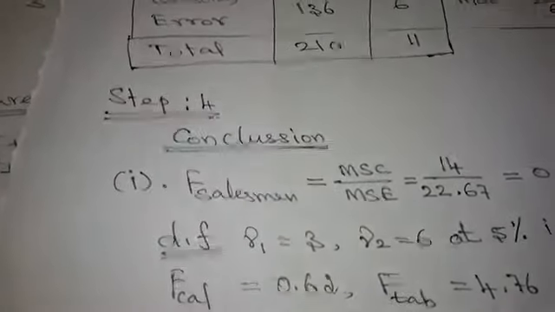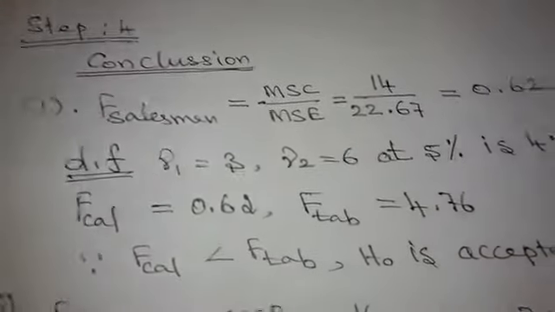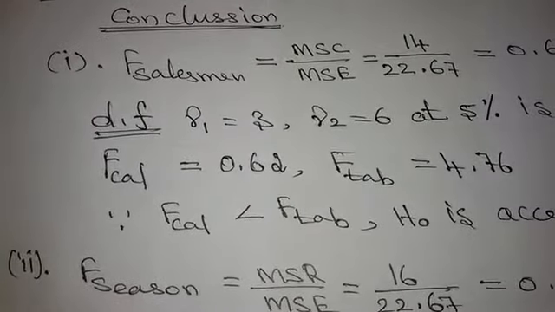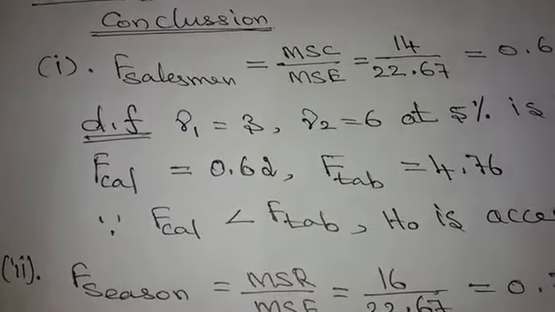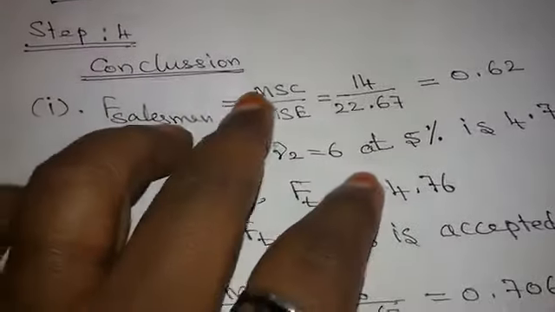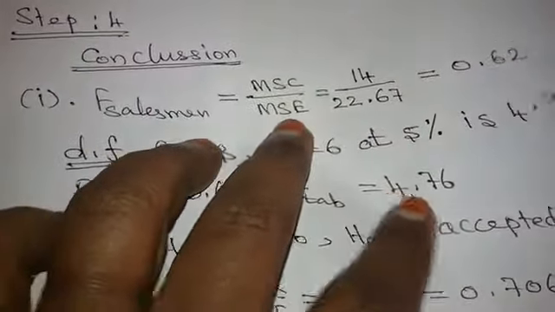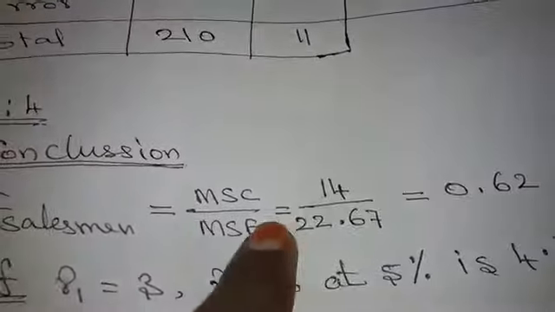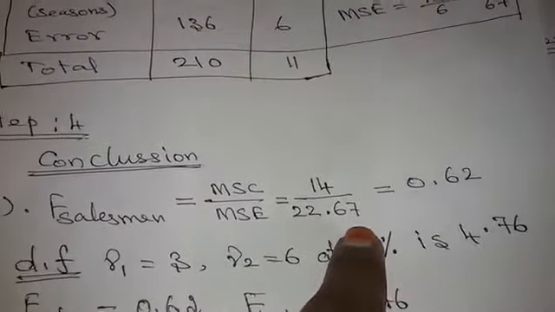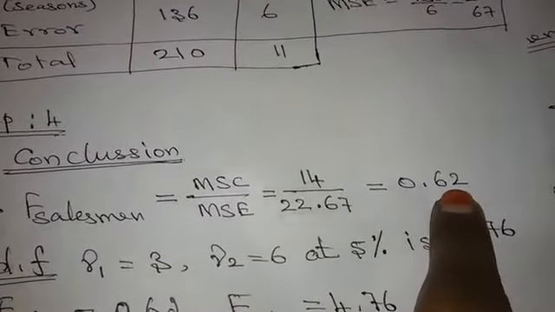Now step 4, you have to calculate the F ratio. Two values you have to calculate for F. One is for salesman, another one is for season. So F salesman equals MSC divided by MSE. MSC value is 14. 14 divided by the MSE value 22.67, that's equal to 0.62.